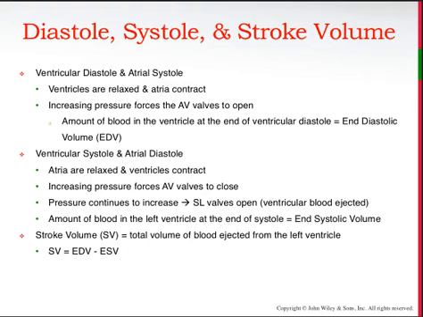By doing some very simple math, we're going to get something called stroke volume. Stroke volume is the total amount of blood that gets ejected from the left ventricle. It's a very simple calculation: the end diastolic volume minus the end systolic volume. So the diastolic volume, how much was in the ventricle, minus the systolic volume, what's left after the contraction, is going to give us the amount that was ejected.